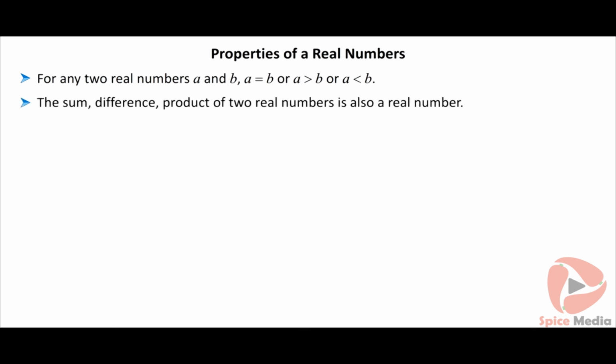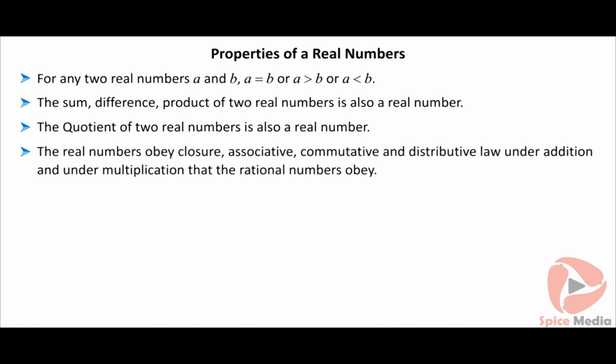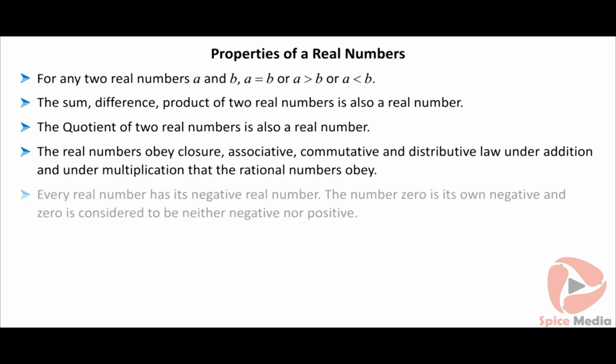Properties of real numbers. For any two real numbers a and b, a is equal to b, or a is greater than b, or less than b. The sum, difference, and product of two real numbers is also a real number. The division of a real number by a non-zero real number is also a real number. The real numbers obey closure, associative, commutative, and distributive laws under addition and under multiplication that the rational numbers obey. Every real number has its negative real number. The number 0 is its own negative, and 0 is considered to be neither negative nor positive.